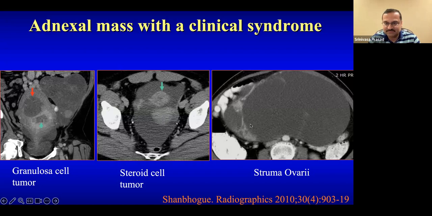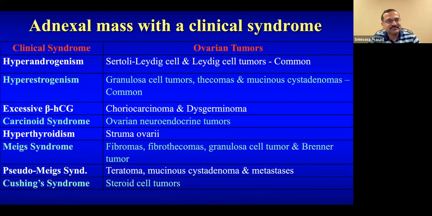And again, this is a patient with struma ovarii, a complex cystic mass with enhancing soft tissue components with elevated or abnormal thyroid function tests. Here is a snapshot of specific syndromes and some of the ovarian tumors.